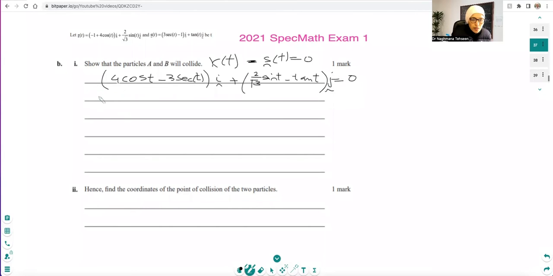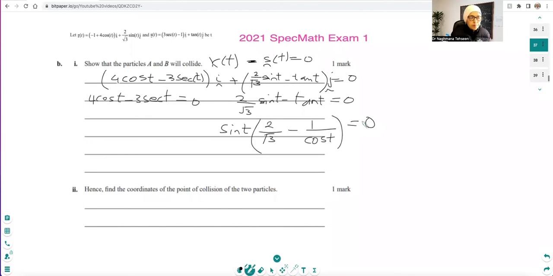Equal to 0 means I could say that 4 cos of t minus 3 secant t equals 0, or the j component, the coefficient, is 2 over root 3 sine t minus tan of t equals 0. Now we're going to solve that for t. This would be 4 cos of t, and then if we take sine of t as a common factor, you get 2 over root 3 minus 1 over cos of t equals 0.